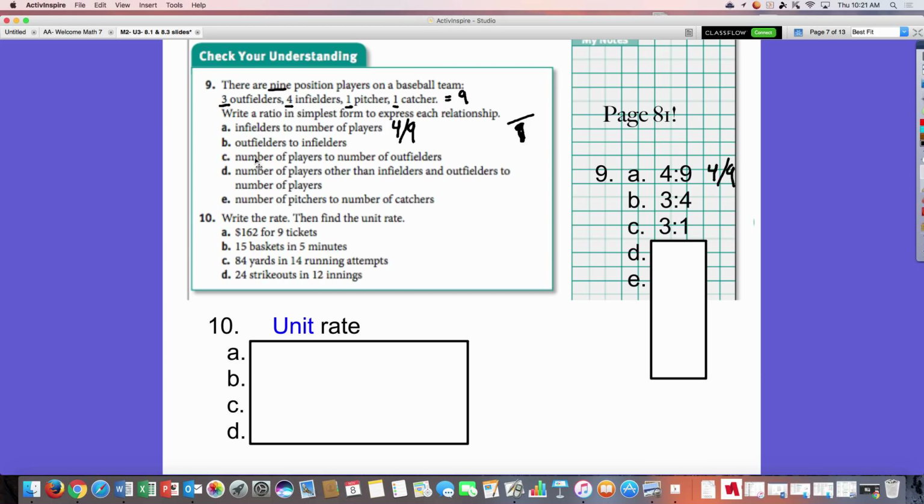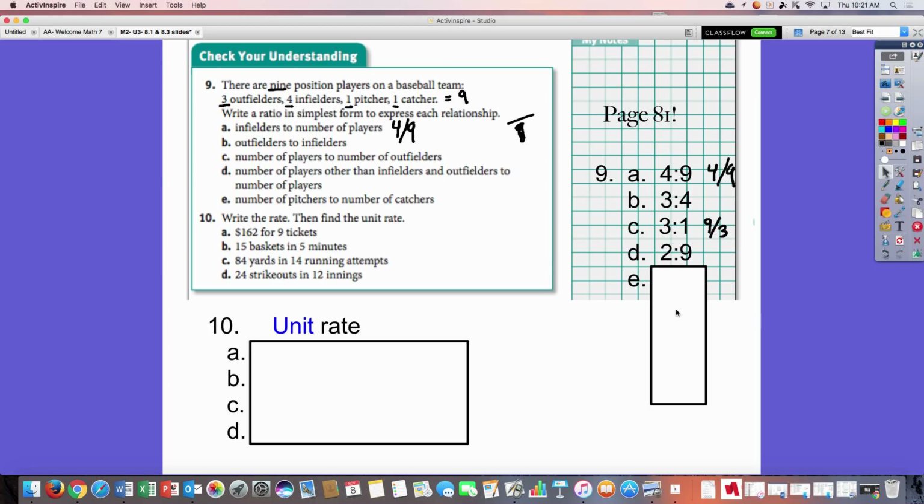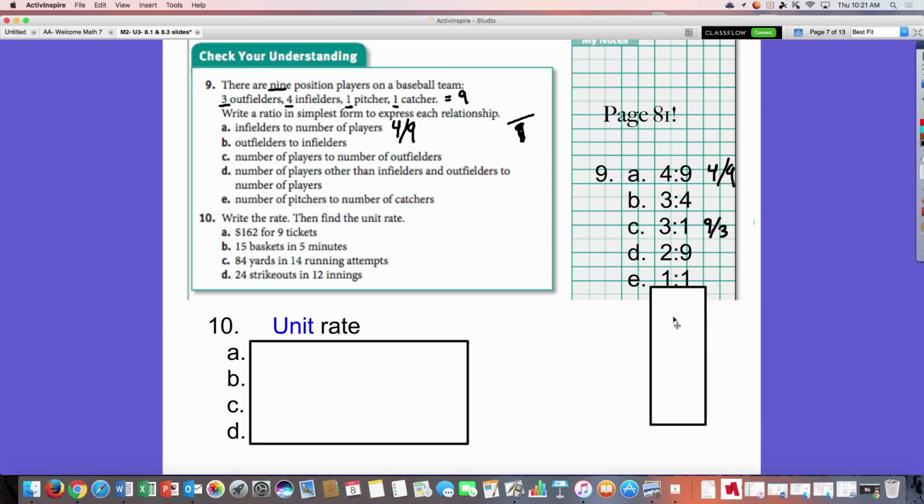There's 9 players and there's 3 outfielders, right? And they just reduced that fraction. So you might have had 9 over 3 on your paper, but you just reduce that fraction, you get 3 to 1. Number of players other than outfielders, infielders and outfielders to the number of players, 2 to 9. Number of pitchers to number of catchers, well, there's 1 pitcher and 1 catcher. So that ratio is 1 to 1.